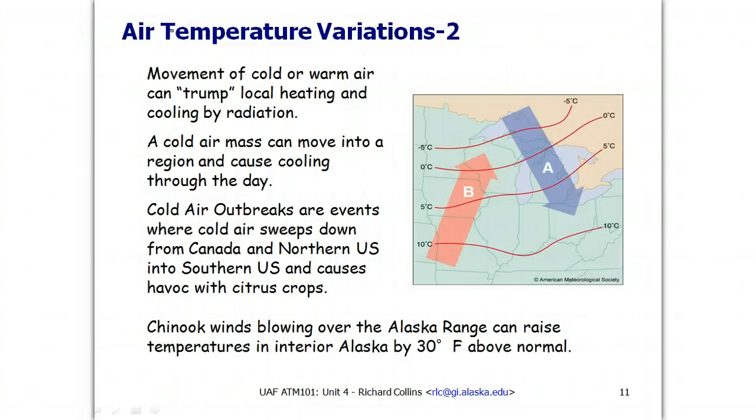It's important to remember that it's not all about radiation. Occasionally, transport of cold and warm air can define the temperature and beat the effects of radiation locally. The advection of cold or warm air can beat local radiative heating and cooling. In interior Alaska, warm air is advected into the interior and causes winter temperatures to jump 30 degrees Fahrenheit during Chinook episodes. In the lower 48, cold air transported from Canada down into the southern United States can cause severe damage to orange crops in the middle of winter.